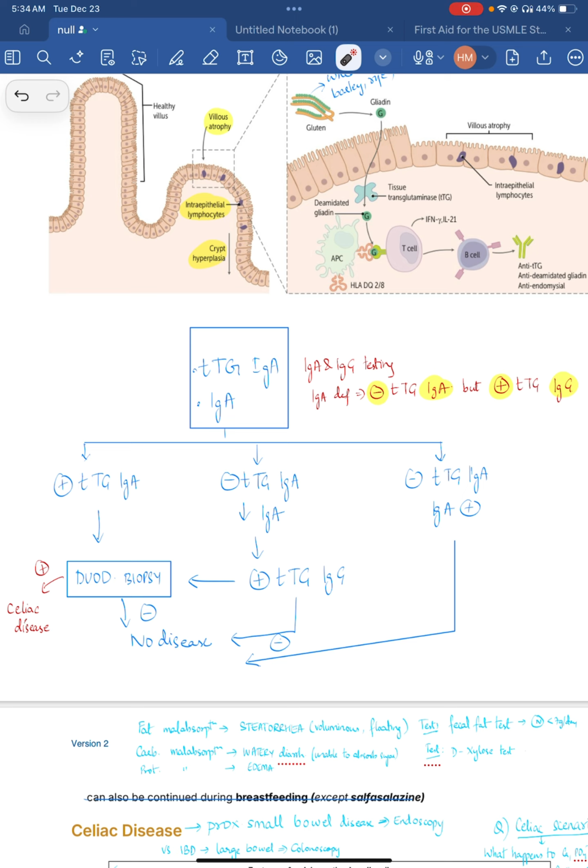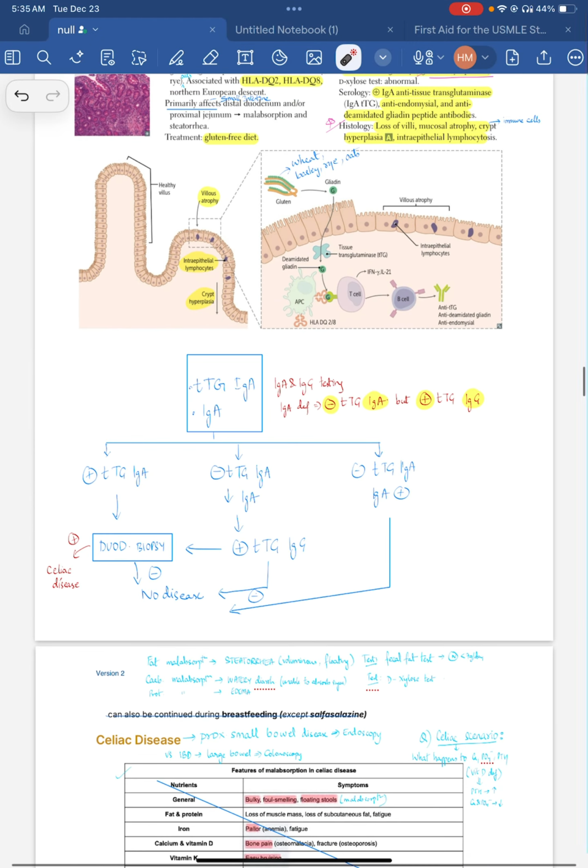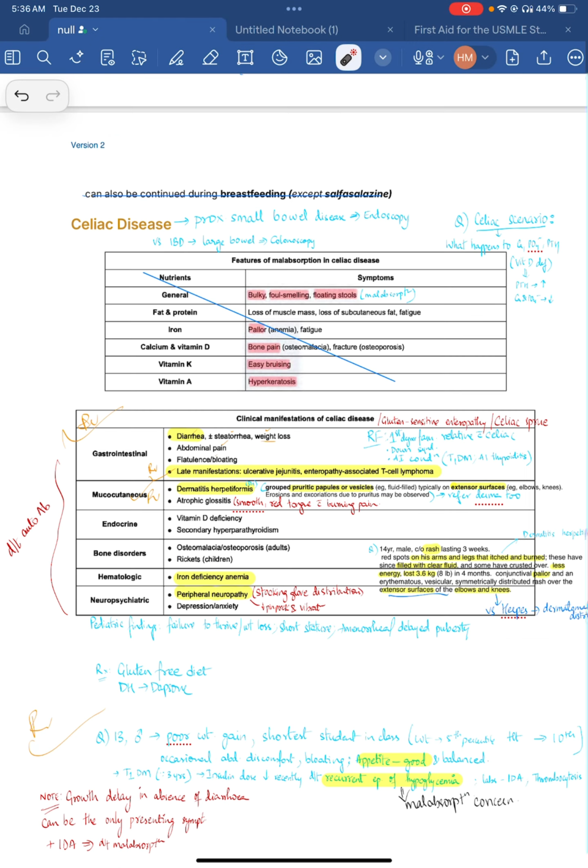Right? So first check for IgA antibody. If it is not there, check if actually the patient has IgA. If the patient has IgA, then that means the test is actually negative. But if he doesn't have IgA, then you should check IgG. I know I might have confused everyone.